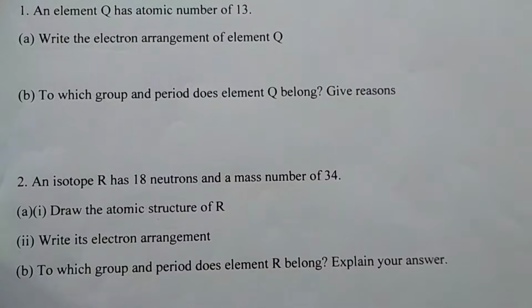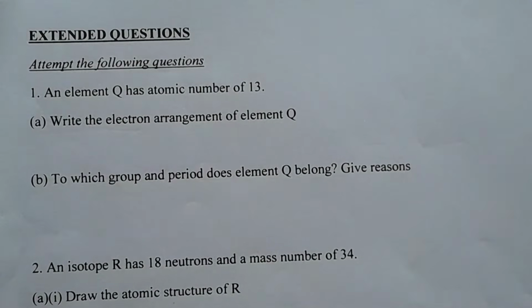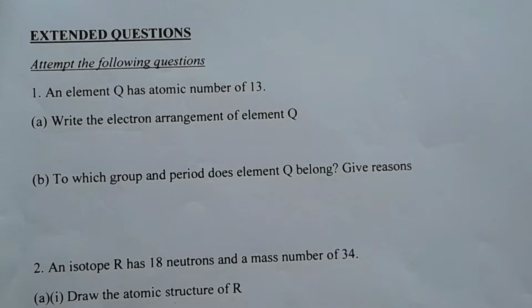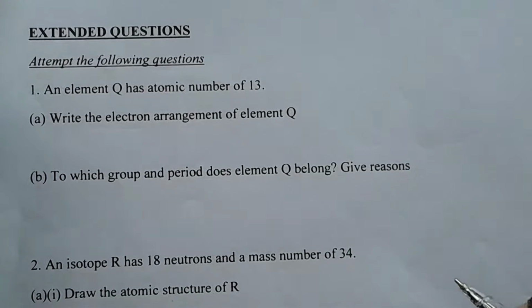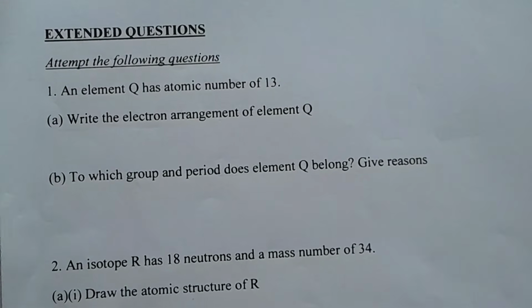Thereafter, let's go to the extended question. Attempt the following question. I want to do the first question for you, and you are going to do the second and the third question. So example 1, number 1: an element Q has an atomic number of 13. Write the electronic arrangement of Q.